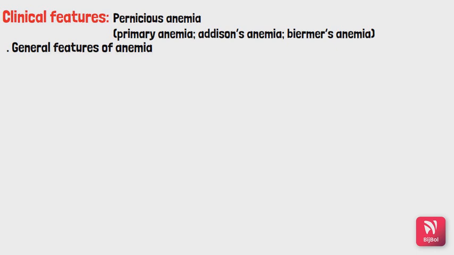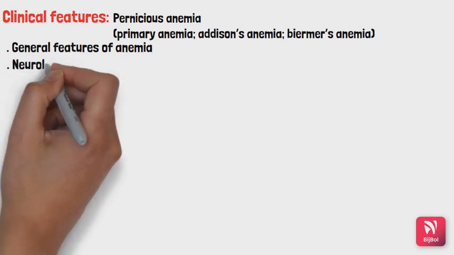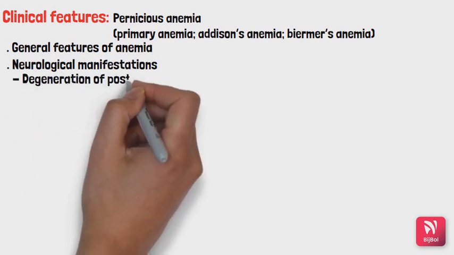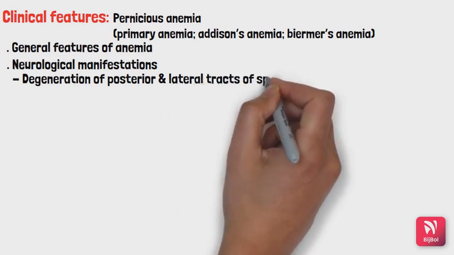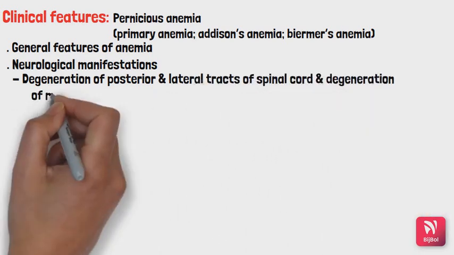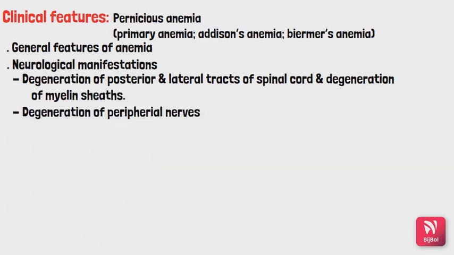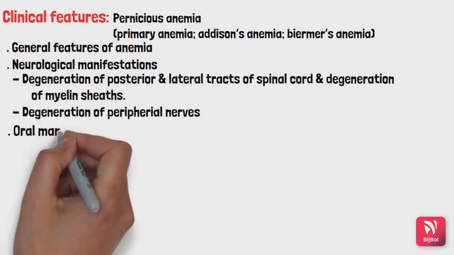Other than this, because of folic acid deficiency and vitamin B12 deficiency, there are some neurological manifestations also. These are because of degeneration of the posterior and lateral tracts of the spinal cord, as well as degeneration of myelin sheaths and peripheral nerves. This nerve degeneration can cause paresthesia of the extremities as well as general irritability, loss of vibratory sensation or incoordination within the body. So many neurological manifestations are seen because of the deficiency of these two vitamins.